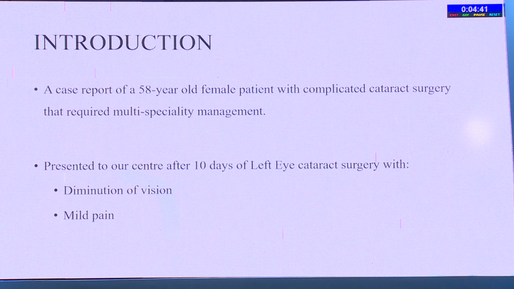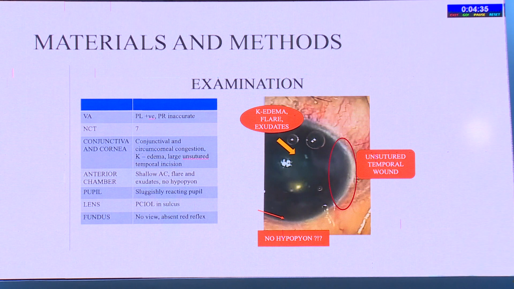She presented to our center after 10 days of left eye cataract surgery with diminution of vision and mild pain. When we examined the patient, there was corneal edema with flare and exudates, and there was a large unsutured temporal wound. But there was no hypopyon, surprisingly. Vision was PL positive, PR inaccurate, and pressures were 7.